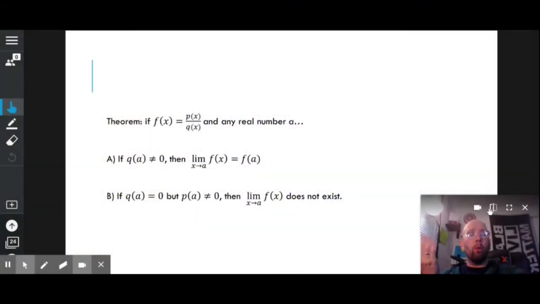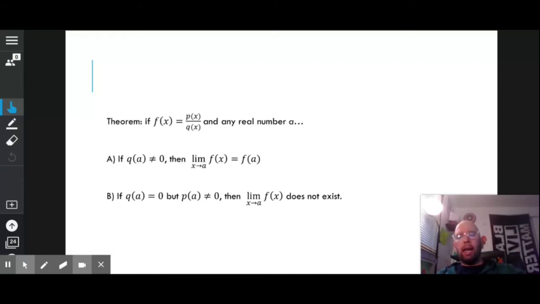All right, I decided to have a wardrobe change. But let's take a look at what we have here. We just did a problem where when we plugged in our number for the limit, we got 0 over 0, and that was bad. And we decided, if we get 0 over 0, maybe there's some kind of factoring that I can do and make things go away. And then once I make things go away, it won't be 0 over 0 anymore.